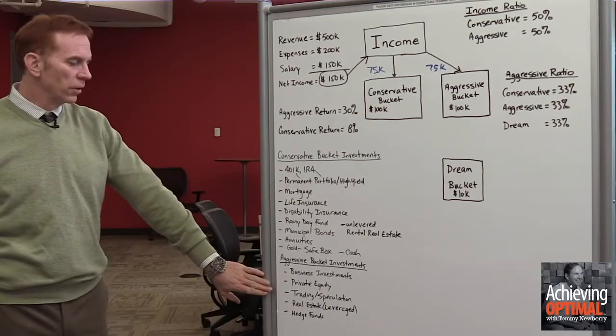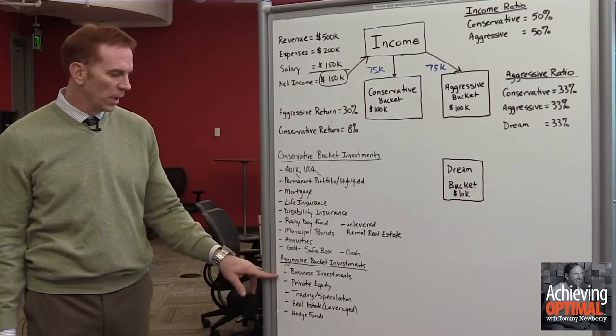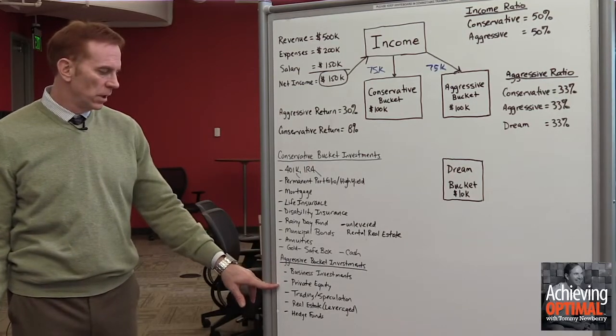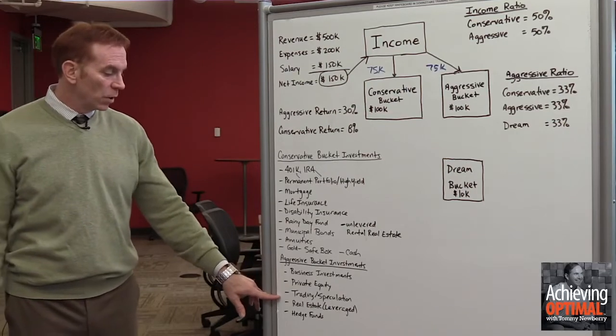Then we go down to the aggressive bucket. In the aggressive bucket, we have things like investing in other businesses, private equity funds, trading or speculation, as I discussed in the podcast, leveraged real estate.